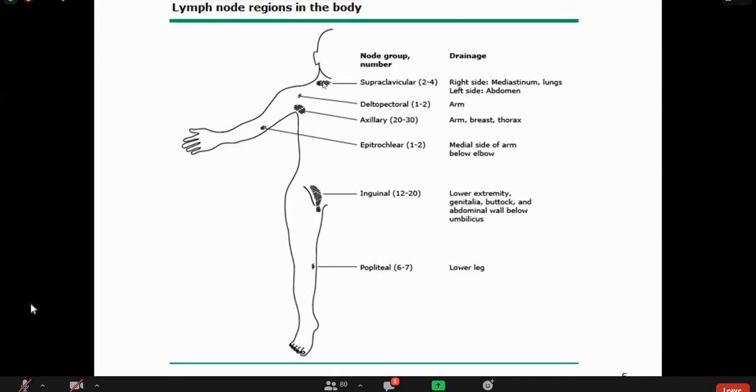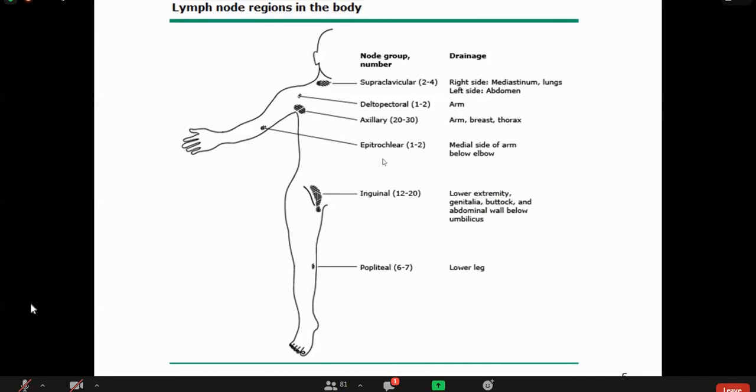We can see the supraclavicular lymph nodes, which are 2 to 4 in number. Please remember, on the right side, they drain the mediastinum and the lungs. On the left side, they drain the abdomen. The deltopectoral lymph node drains the arm. The axillary lymph nodes, as I mentioned, drain the breast, a very important draining area, the thorax and the arm.